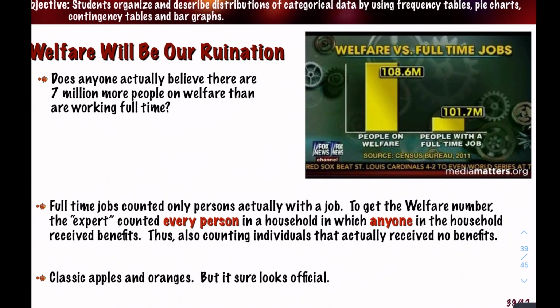Does anyone actually believe there are 7 million more people on welfare than there are working full-time in the United States? That is a very hard thing to believe.